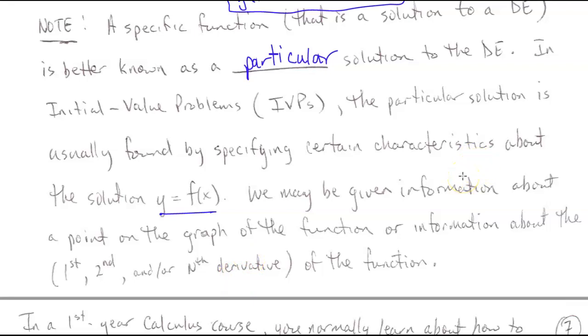So in other words, in order for us to do initial value problems, we are going to have to know something else about that function, okay? If it's a first order differential equation, we're going to have to know something about a point that's on this graph. If we have a second order differential equation, then we're going to have to know something about a point on this graph and the derivative of that function at that particular point, okay?